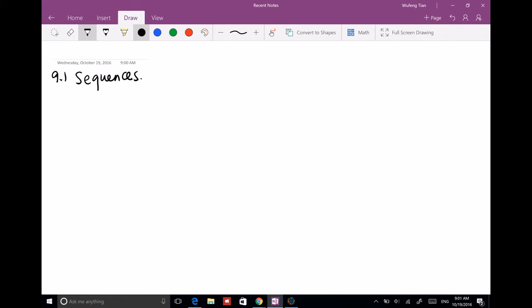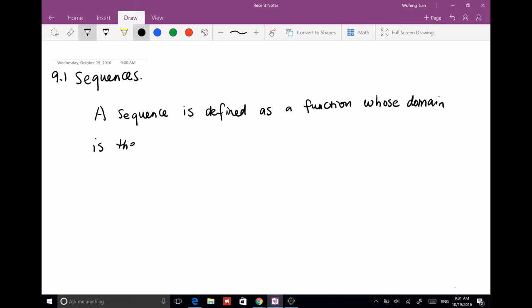So what is a sequence? A sequence is defined as a function whose domain is the set of positive integers.